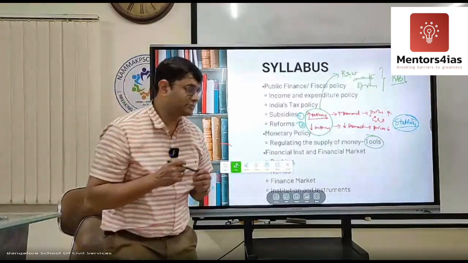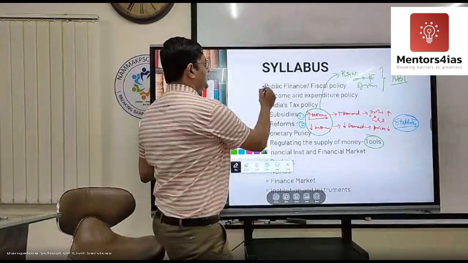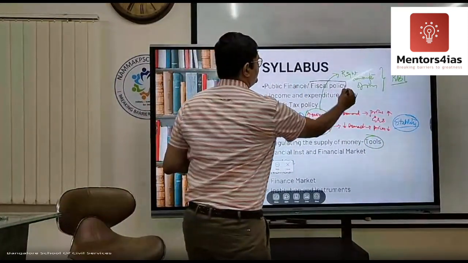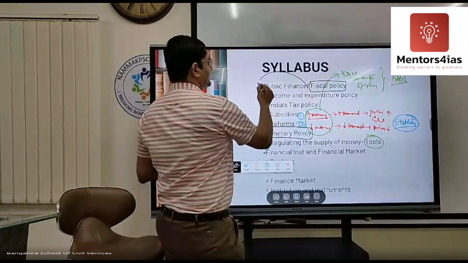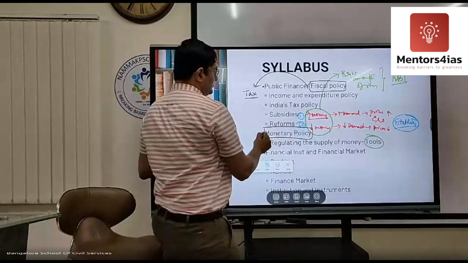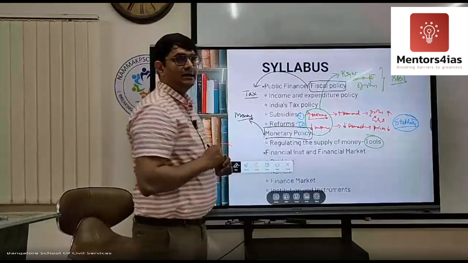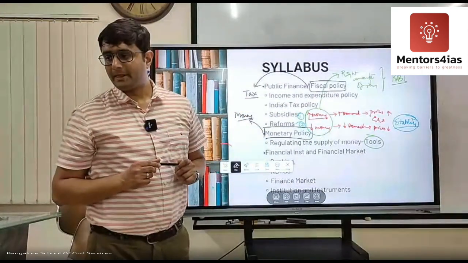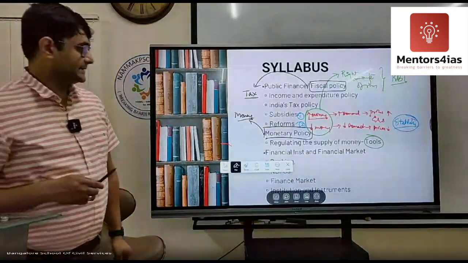So these are the first two chapters that we will be discussing. The first one being the fiscal policy and the second one being monetary policy. Fiscal policy is to do with taxes and other income and expenditures. Monetary policy is to do with supply of money in the economy. Okay, so these are the two things that we will be discussing.